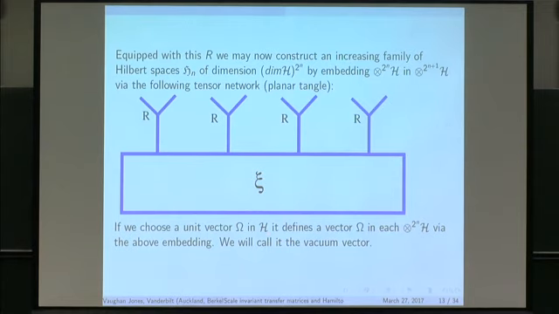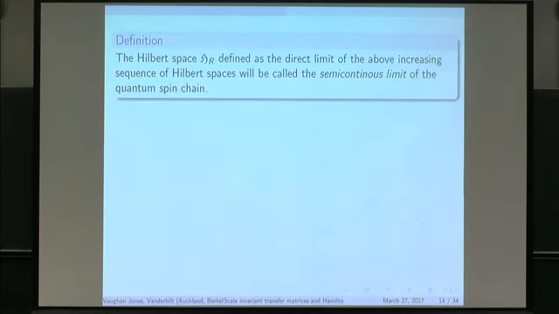Okay? So we have achieved part of our ambition. By taking the inductive limit, we have defined a way of getting a Hilbert space associated with infinitely many points on the circle. And now, if we choose a vector omega in the little h that we started with, it defines a vector omega in each of these tensor powers via the above embedding. We'll call it the vacuum vector. So let's have a picture of it.